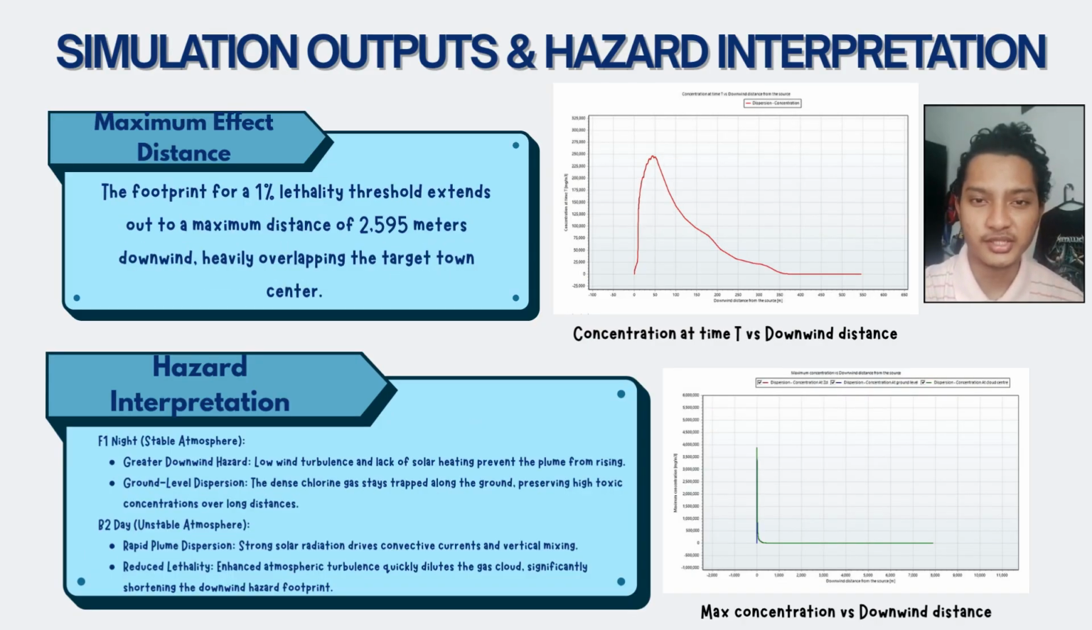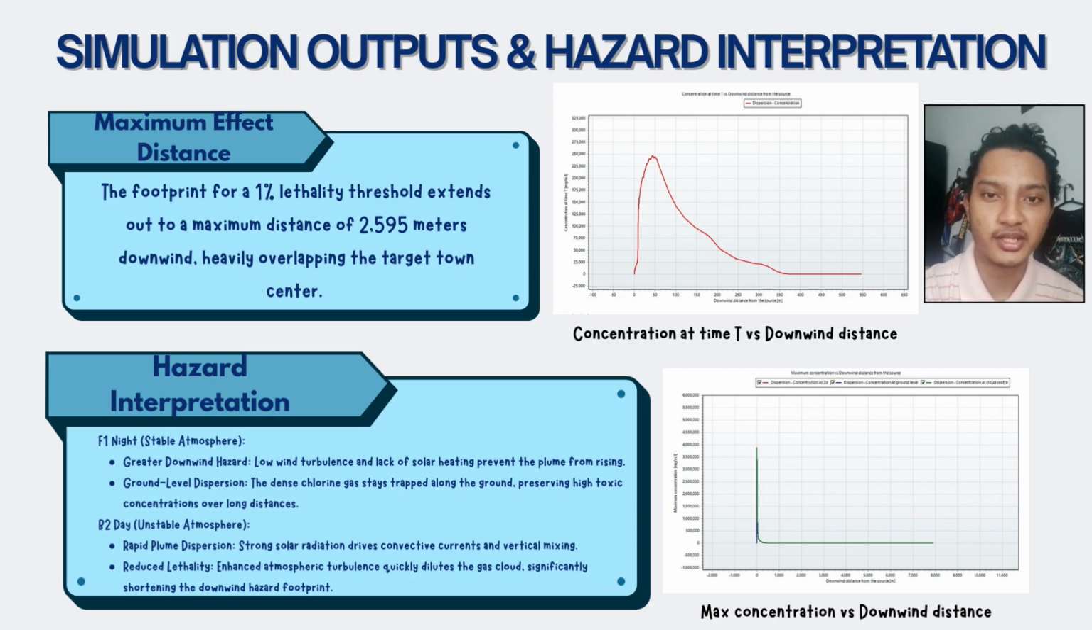Moving on to the next page, let's look at the downwind hazard footprint. The zone for a 1% lethality threshold extends to a maximum distance of 2,595 meters, heavily overlapping the town center. This variance highlights how atmospheric stability dictates public risk.